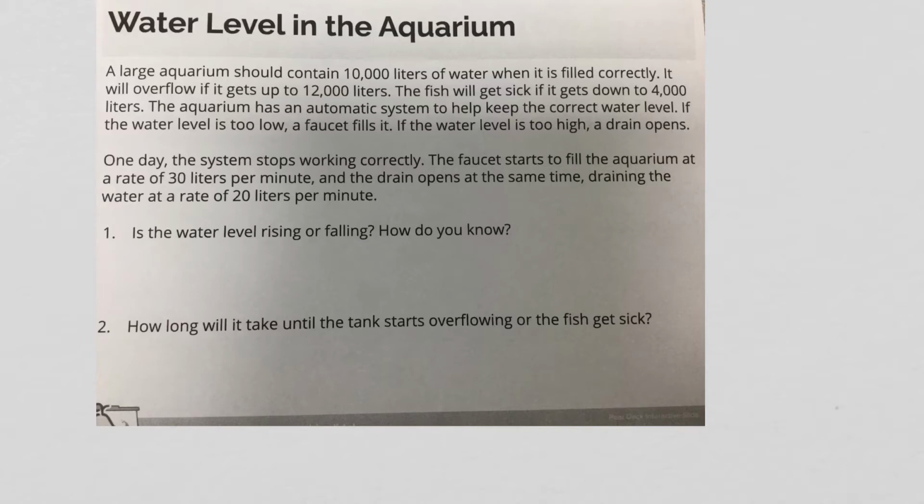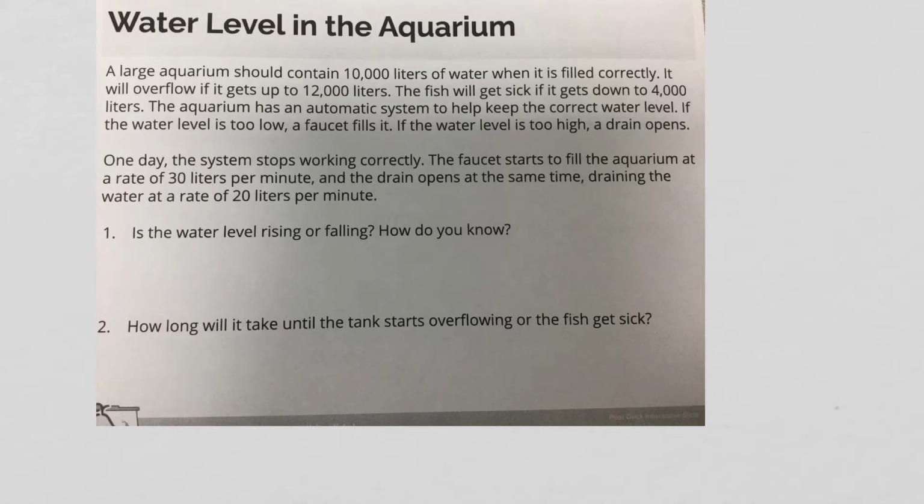One day, the system stops working correctly. The faucet starts to fill the aquarium at a rate of 30 liters per minute, and the drain opens at the same time, draining the water at a rate of 20 liters per minute. Is the water level rising or falling? How do you know? Please take a minute to attempt this task before moving on.